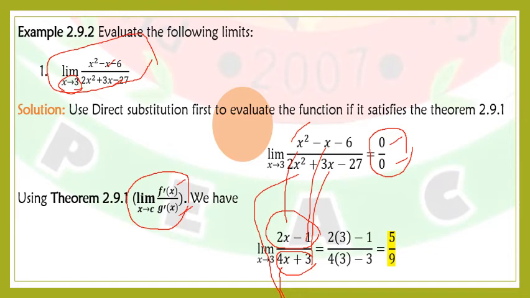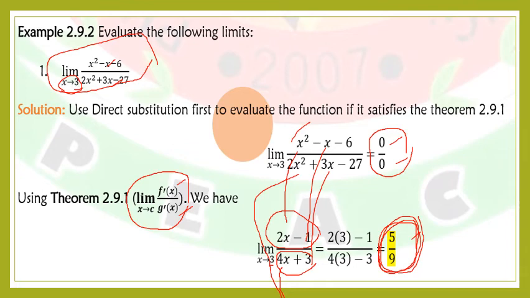Since these are the derivatives of the numerator and denominator, we can now evaluate. 2 times 3 is 6, minus 1 is 5. And 4 times 3 is 12, plus 3 is 15. So the limit is 5 over 15, which exists, so that is our final answer. Okay? So that is the application of theorem 2.9.1, or L'Hopital's rule.